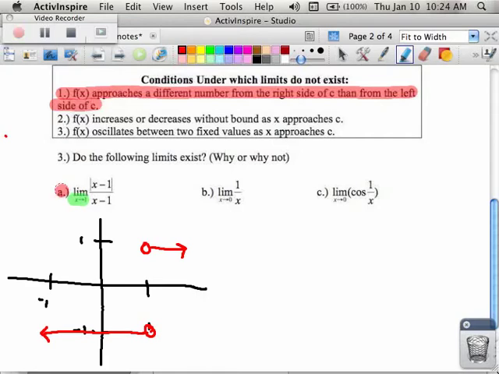I approached two different numbers. From the left here, I was approaching -1. From the right, I was approaching the y value of +1. Since those numbers are different, the limit does not exist as you approach 1. You would write it DNE. Does not exist.